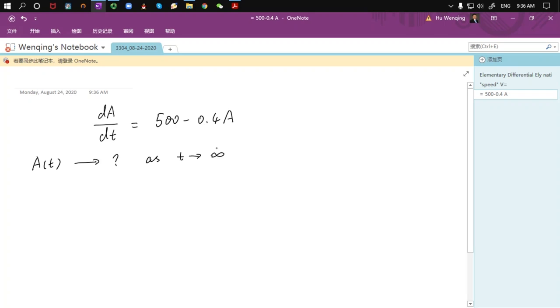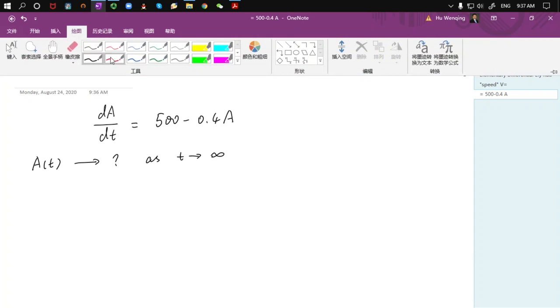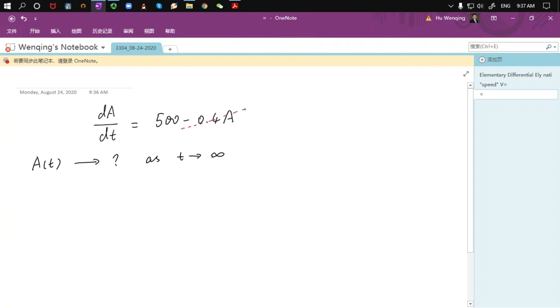So what's going to happen in this problem? Well, it looks like we don't know how to solve this differential equation. That's the problem. Why is that the case? Imagine that you don't have this term. Then the equation is just dA/dt = 500. In this way, you are able to solve it, because A(t) is just 500t plus a constant. That's easy to solve because the right-hand side does not involve A.